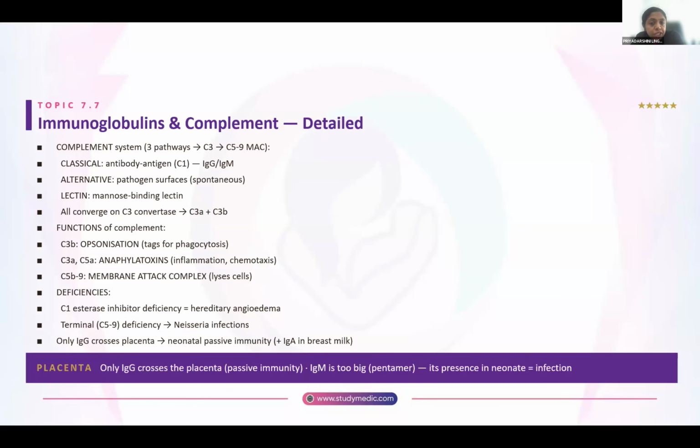Now, looking at the deficiencies, your C1 esterase inhibitor deficiency is the one that is seen with hereditary angioedema. Your terminal, that is C5 to 9 deficiency, is seen in Neisseria infections. And only IgG crosses the placenta, this produces your neonatal passive immunity, and also your IgA that is present in breast milk.